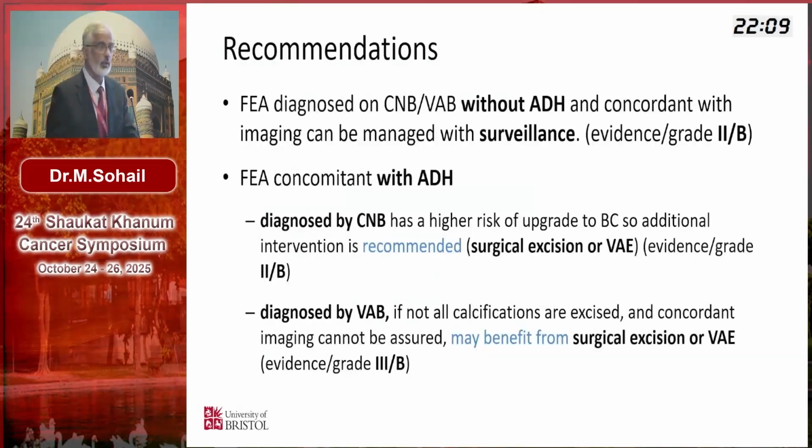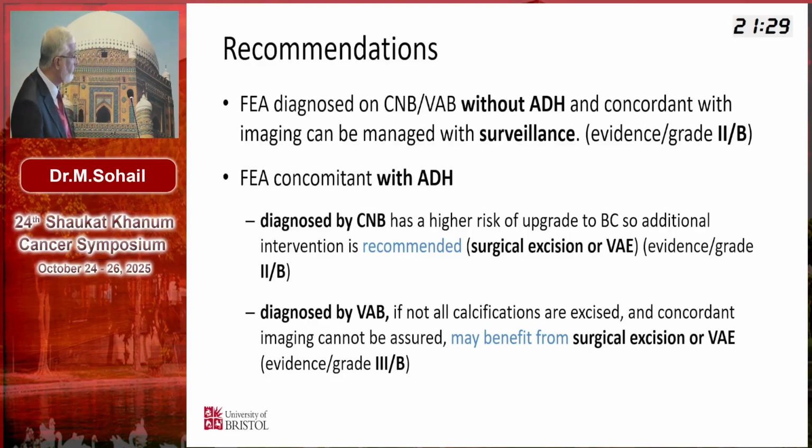So what are the European guidelines? The European guidelines say that if FEA is diagnosed in the pure form, whether on core biopsy or VAB, without any ADH or atypia, then surveillance is recommended. They don't want even any further sampling, and the evidence they cite is 2B, meaning smaller trials are available and they are generally recommending it. But if there is associated ADH diagnosed by core needle biopsy, then the chance of upgrading to breast cancer is very high. So they recommend surgical excision or VAE, and the recommendation is 2B.